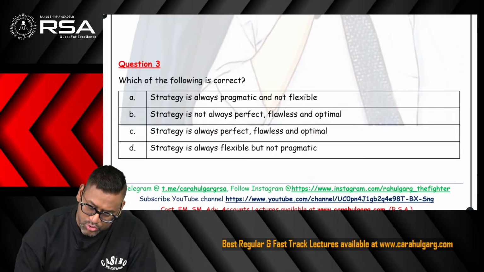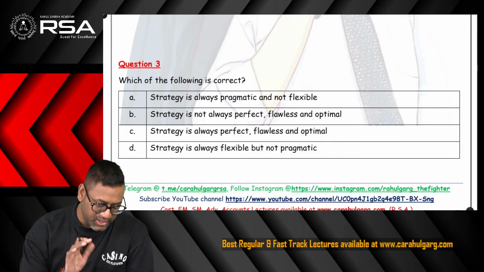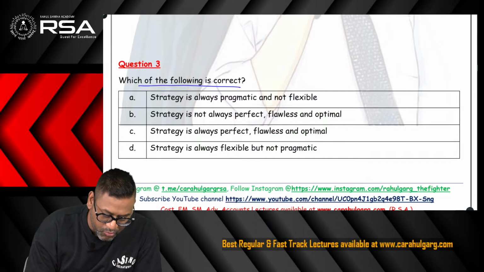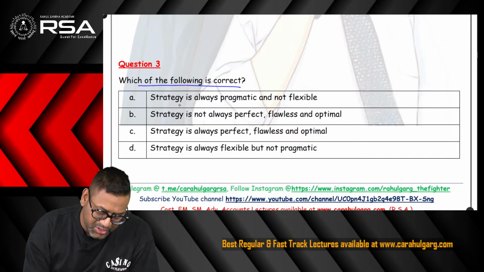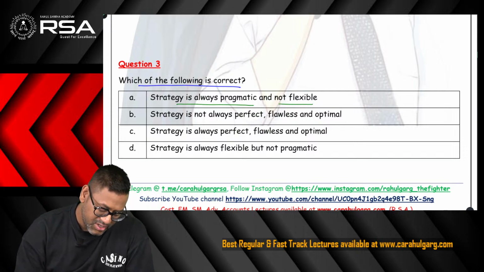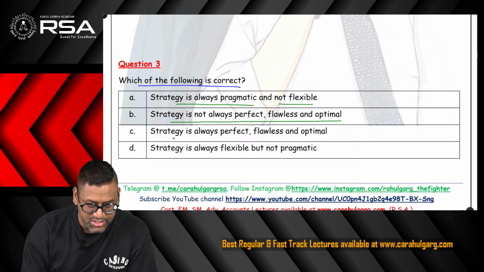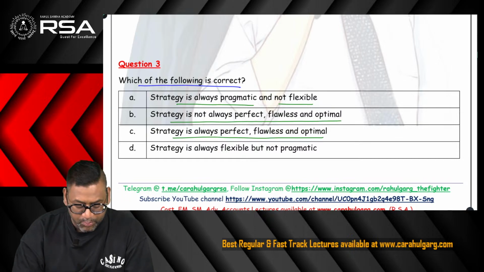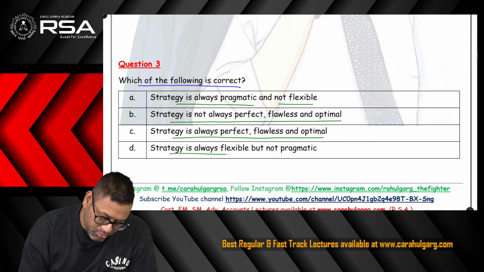Okay, wonderful question. I will see how many of you can give the correct answer to that. So it says, which of the following is correct? There are a few statements, I will read them. First says, strategy is always pragmatic and not flexible. Strategy is not always perfect, flawless, and optimal. Strategy is always perfect, flawless, and optimal. And strategy is always flexible but not pragmatic.